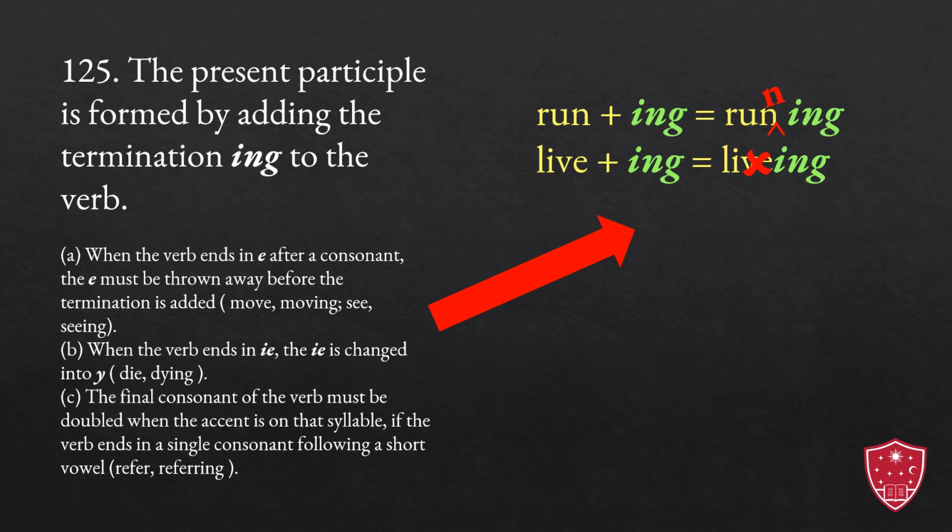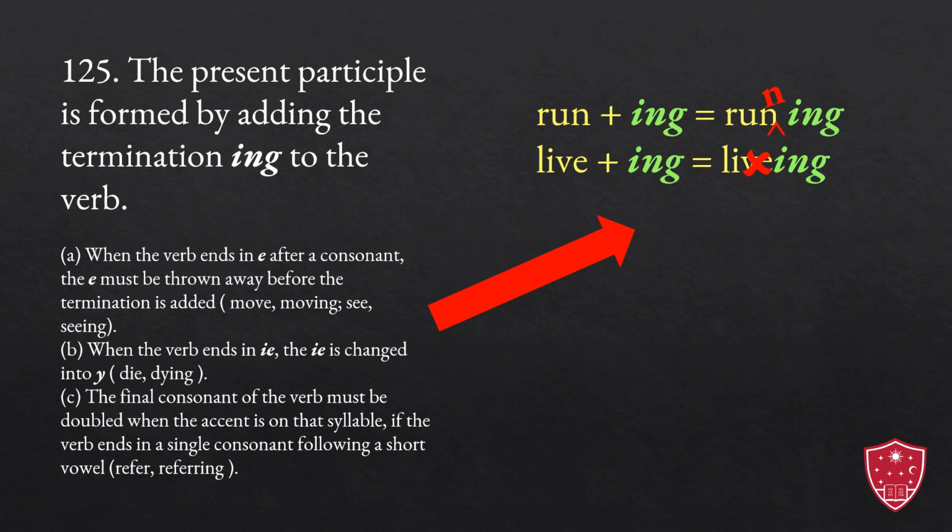At this point in the lesson, I believe that Article 125 is pretty simple. It reads, the present participle is formed by adding the termination ing to the verb. And we can see this in the two examples of present participles that we've looked at, running water and living soul. We can see, generally speaking, that we take the verb run and add ing. We take the verb live and add ing, and this is how we form the present participle.